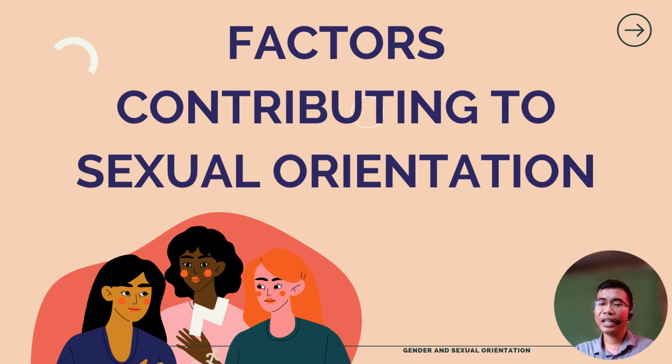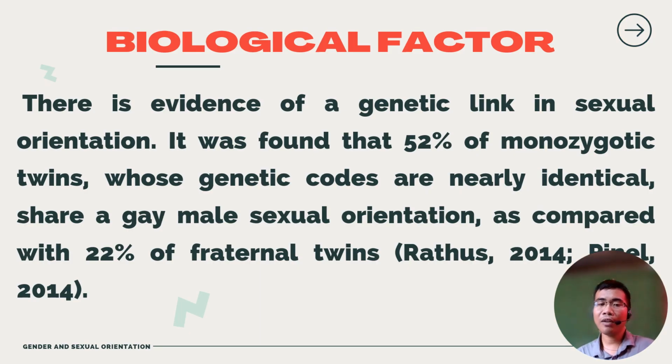Okay? So again, with the definition in the first slides, we discussed gender expression as biologically and socially affected characteristics. So first we have the biological factor. There is evidence of a genetic link in sexual orientation. It was found that 52% of monozygotic twins, whose genetic codes are nearly identical, share a gay male sexual orientation, as compared with 22% of fraternal twins.